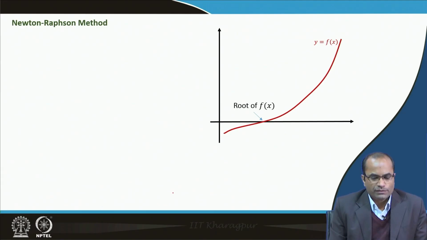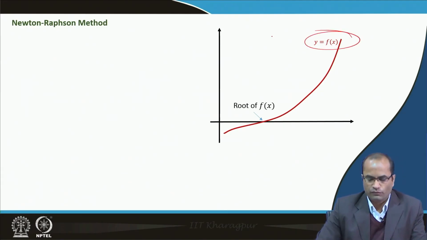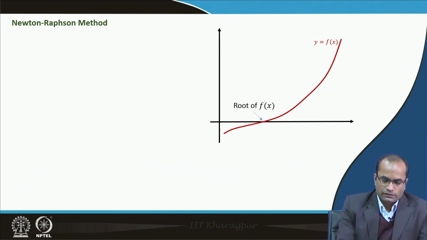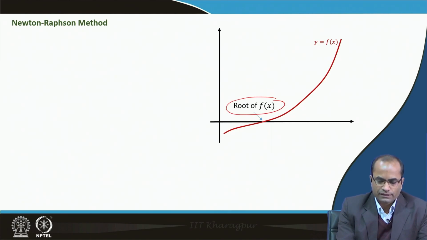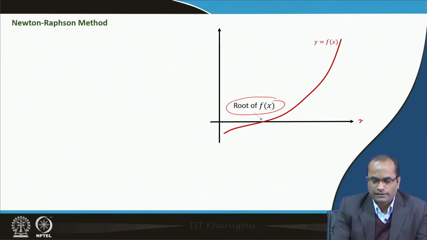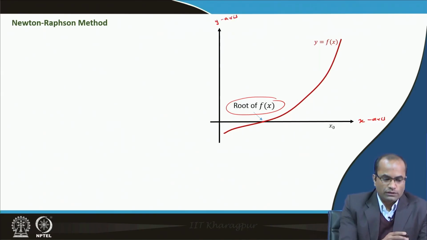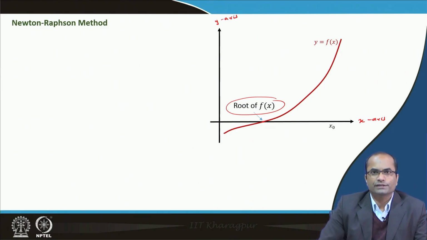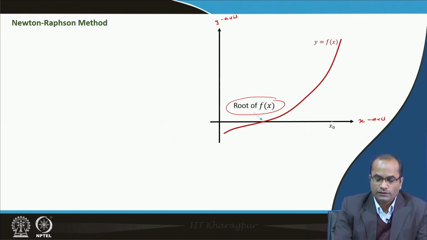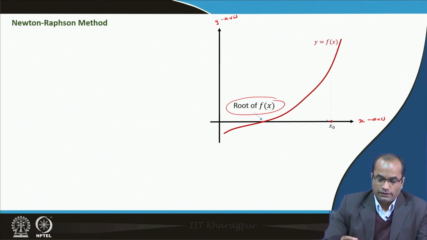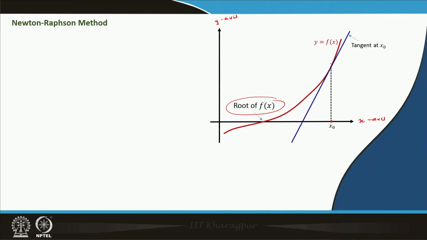So, coming to the Newton-Raphson method, suppose we have y equal to f x, the graph of this function f x, and suppose this is the root of f x at this point where it crosses the x axis. This is the x axis and this is the y axis. The Newton-Raphson approach, or any other iteration method, relies on the initial guess. Suppose we have this initial guess, x naught, and at this point we have f x naught, and we draw a tangent at this x naught point.